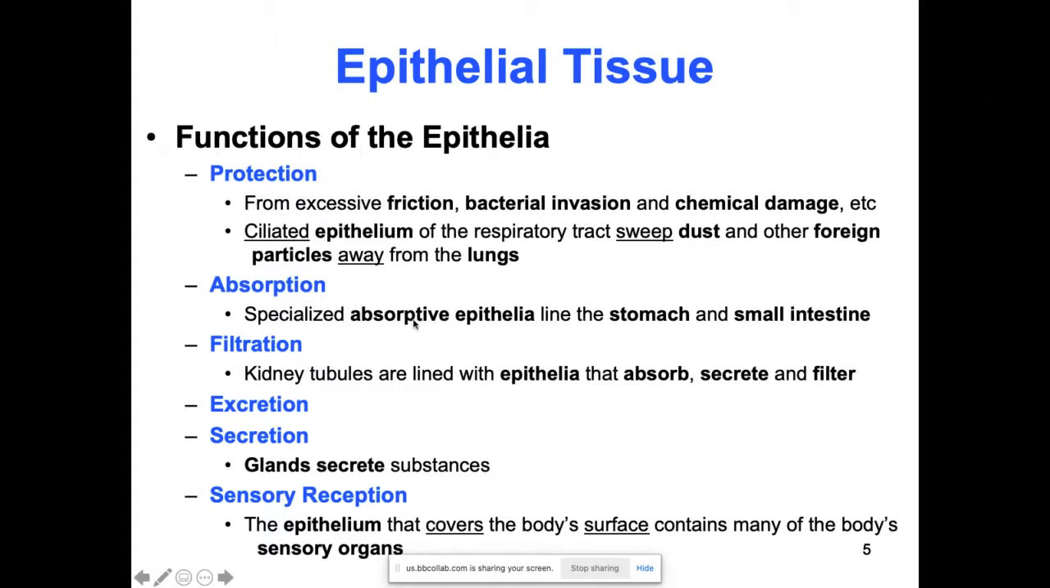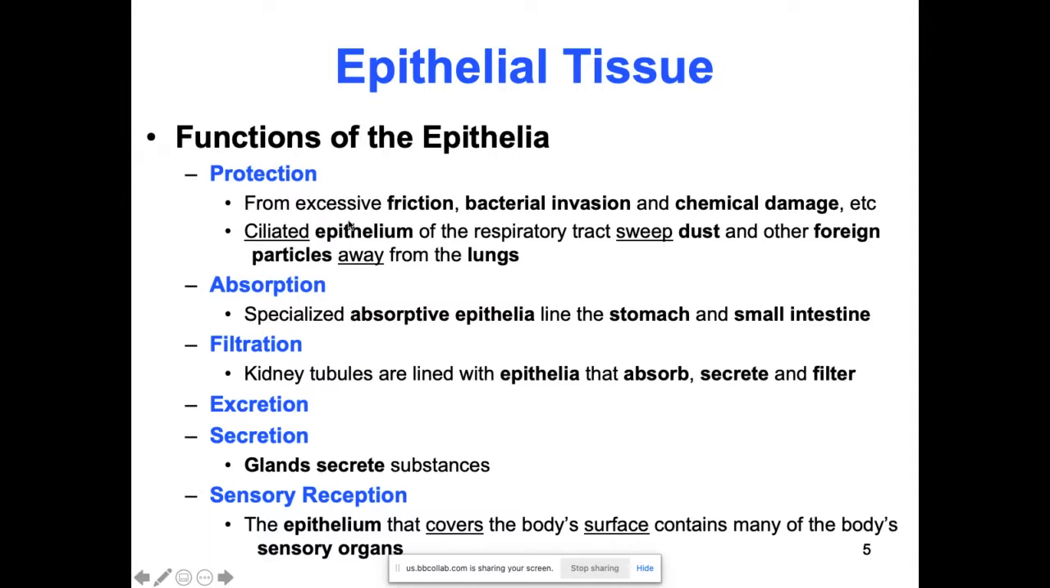When I think of absorption, I'm thinking about taking in nutrients from the body. I think of a sponge that can take in and absorb water. The intestines are absorbing nutrients. The stomach is taking nutrients in as well as the small intestine. That is absorption.